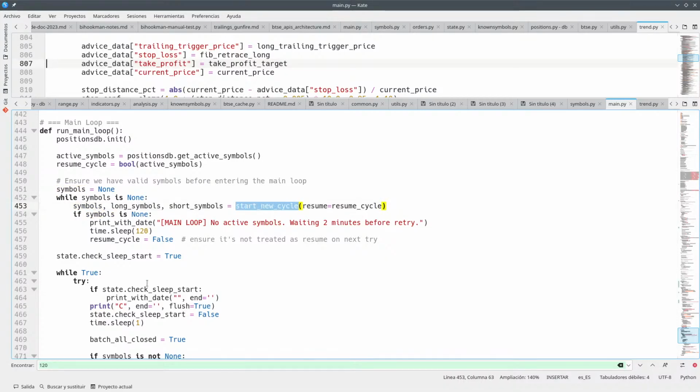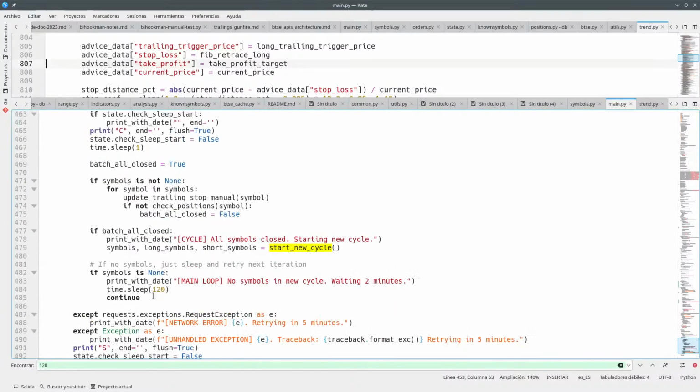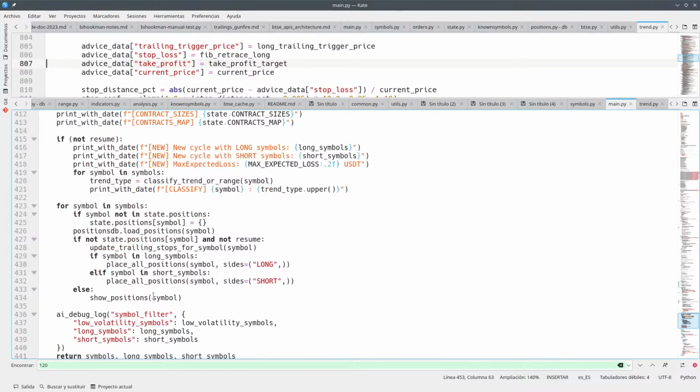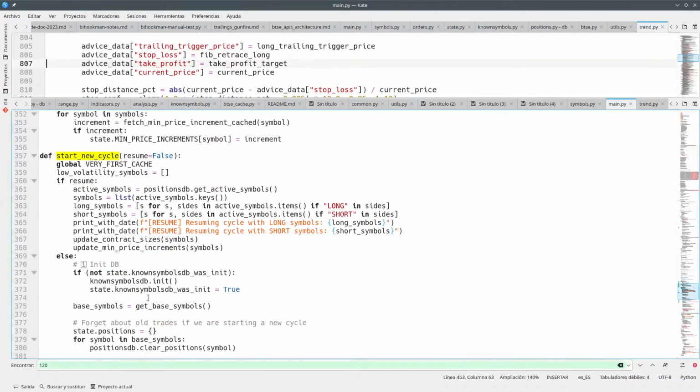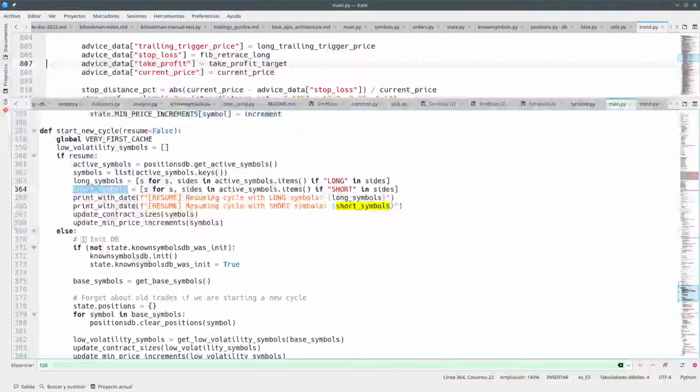So this tries to start a new cycle, which is also done here. So a start new cycle, it's getting the active symbols. Yeah, so these active symbols are actually positions. We have positions for long trades, positions for short trades. So resuming cycle with long symbols and short symbols.